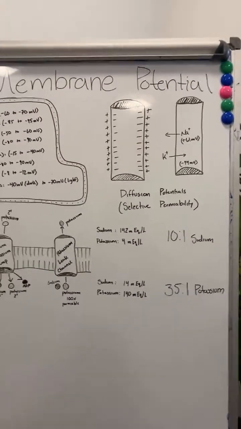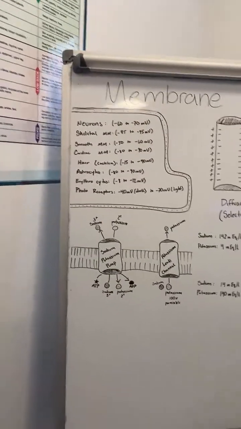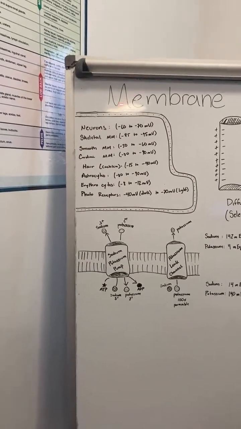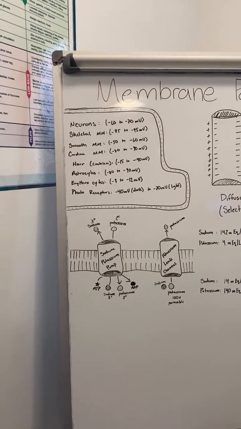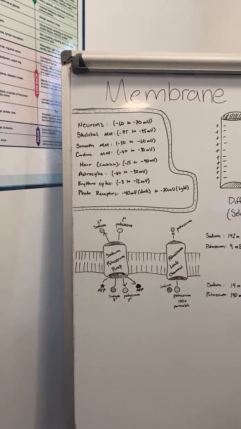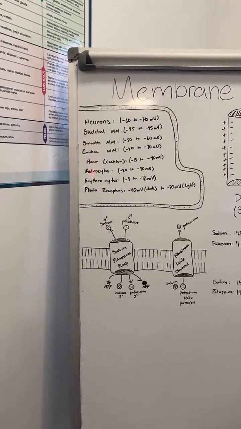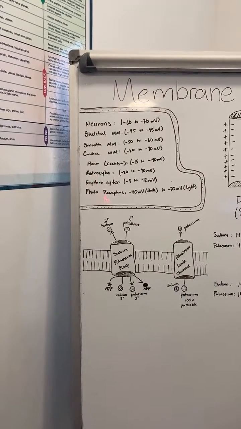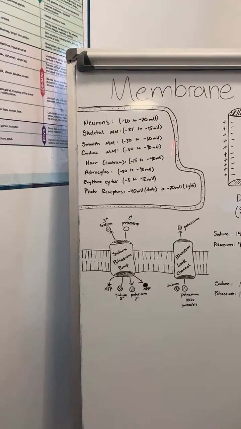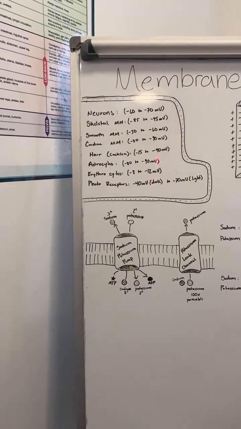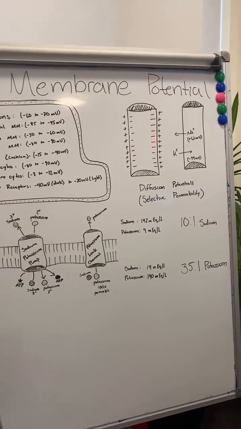Now, I need to also say this. We need to talk about the difference in membrane potential of different types of cells. So this is a chart that came out of one of my favorite textbooks, Guyton and Hall Physiology. Neurons, skeletal muscle, smooth muscle, cardiac, hair, astrocytes, erythrocytes, photoreceptors. Membrane potential, the charge difference, is going to be different between cells. What I'm talking about right now is a neuron.